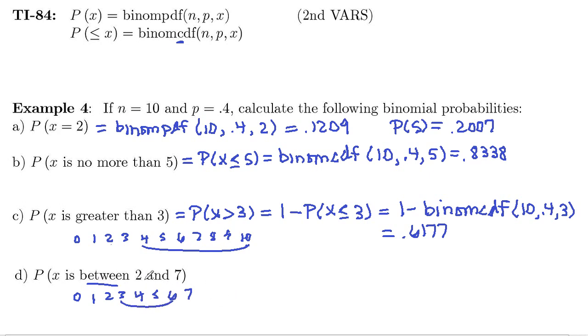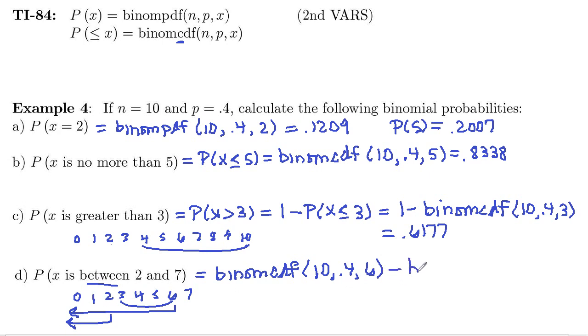Well, we have to decide how to get 3, 4, 5, and 6 from less than or equal. So what you could do is less than or equal to 6, and then subtract off 0, 1, and 2. So less than or equal to 2, and that'll leave you with 3, 4, 5, 6. So less than or equal to 6, that's binomial CDF up to 6. So this is going to be binomial CDF 10, comma, 0.4, comma, 6. So that gives the probability of 0 all the way up to 6. And then we subtract off 0 up to 2.